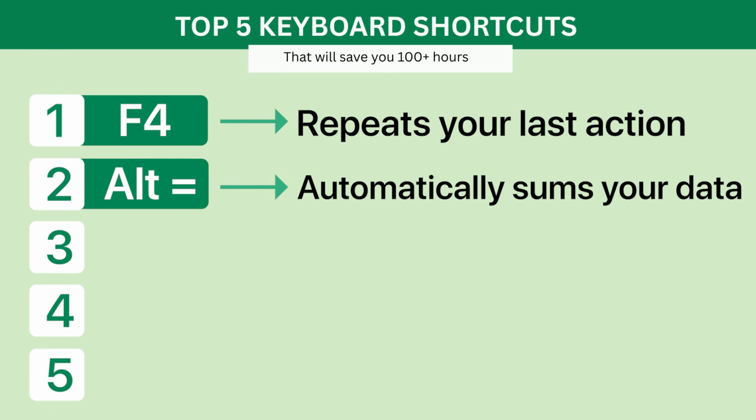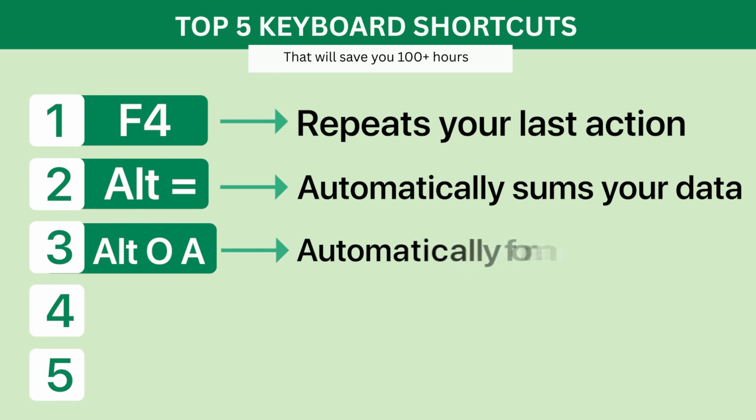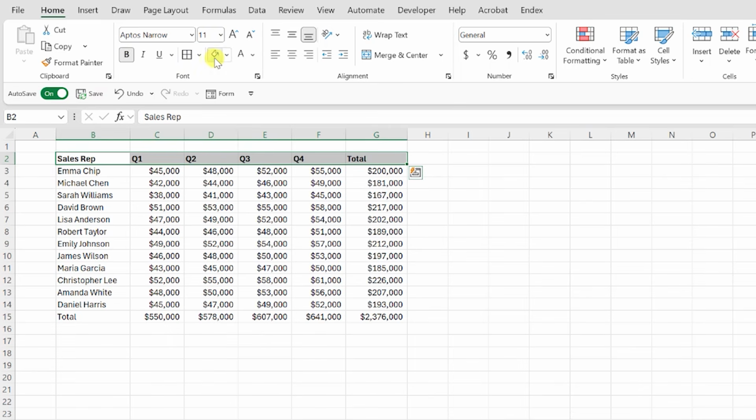Next up is a hidden shortcut that 99% of Excel users don't know, Alt+O+A. This automatically formats your data in one click. So instead of spending time bolding the headers, highlighting data, adding borders to still have your data look unprofessional, just select any cell in the data and press Alt+O+A.